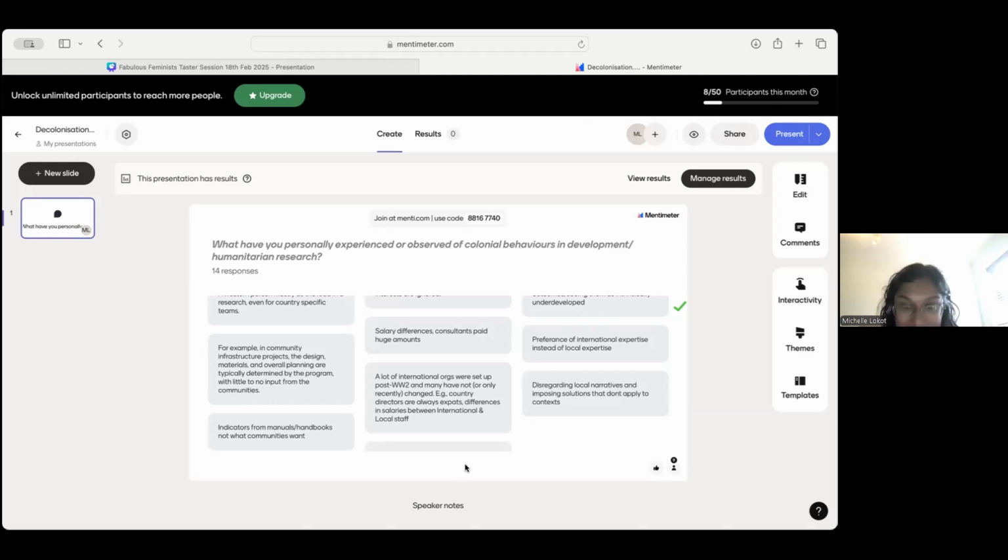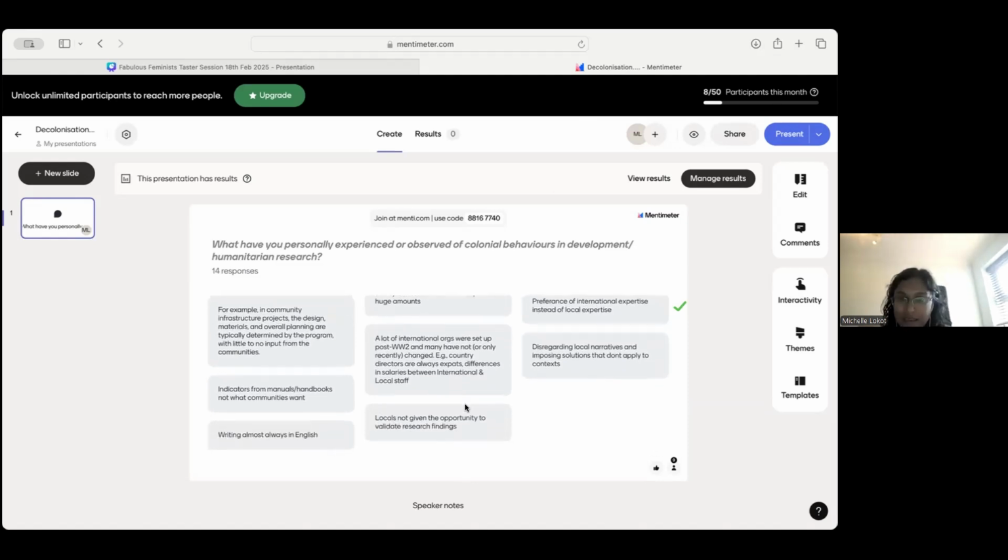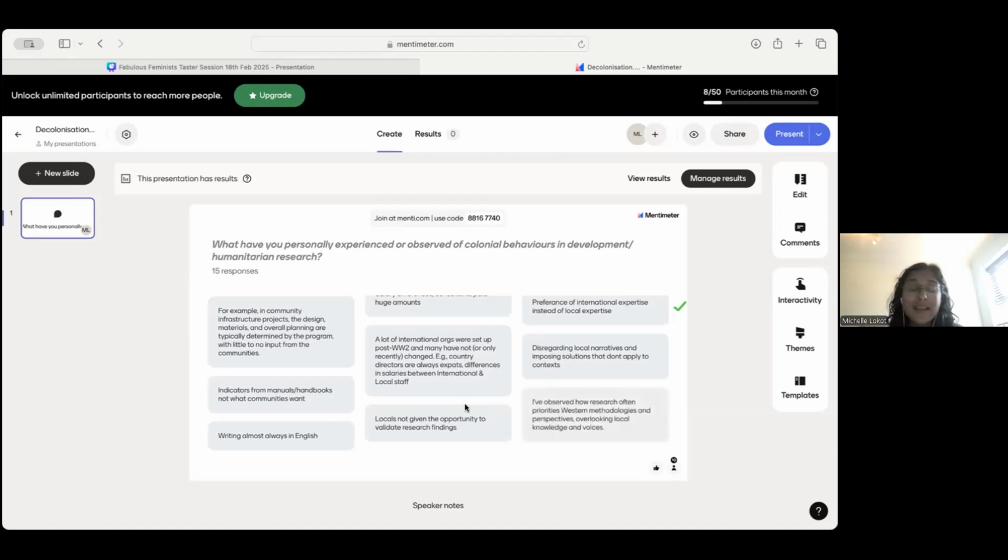A lot of international organizations were set up post World War II, and many have not changed. Country directors are always expats, differences in salaries, disregarding local narratives, imposing solutions that don't apply. Writing documents in English, yes, this could be a huge barrier. When you're submitting a proposal or trying to get money for a grant or a design, the requirement is that it be in English, and that can be a real barrier. It means that the usual suspects are the ones who always get the funds and the projects, and the others are disregarded because they maybe don't have English as their first language.